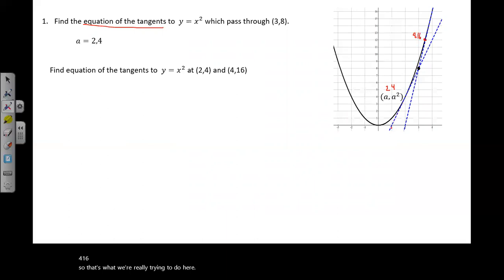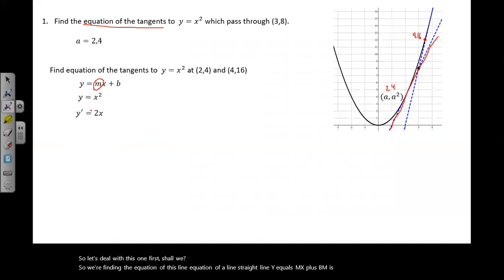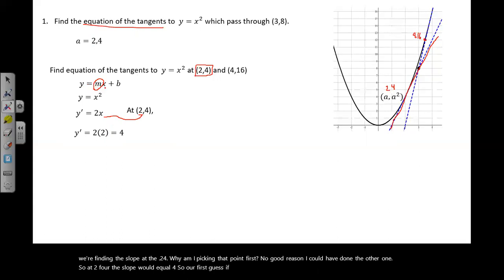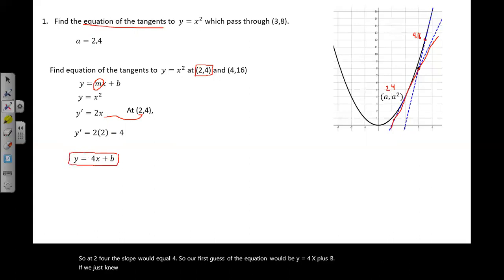So let's deal with this one first, shall we? So we're finding the equation of this line, equation of a straight line, y equals mx plus b. M is slope, slope is derivative. So we're finding the slope at the point (2, 4). Why am I picking that point first? No good reason. I could have done the other one. So at (2, 4), the slope would equal 4. So our first guess of the equation would be y equals 4x plus b. If we just knew what b was, we'd be done.